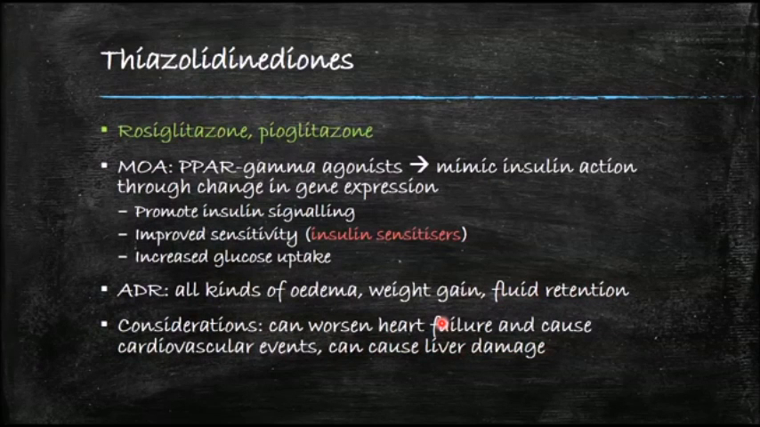The thiazolidinediones are not used very often anymore, mostly because of the effect that they have on the heart, and they can worsen or induce heart failure. They're PPAR gamma agonists, and they mimic the insulin action, but they do so by causing the cellular changes that insulin normally would without the need for insulin. They go into the cell and work at a nuclear level to cause gene transcription changes. So they improve the sensitivity of insulin.